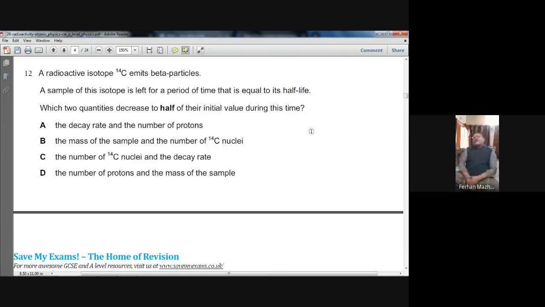If one half-life has passed, the decay rate will become half, and the number of atoms of carbon 14 will also become half. So the right answer is the number of carbon 14 nuclei will become half after one half life. And the decay rate, which you will be observing on a detector like a GM counter, will also become half. So C is the right answer. A little bit tricky in the wording.